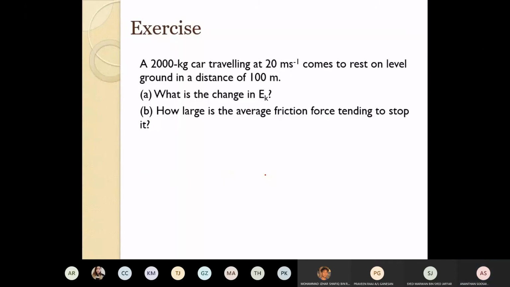So first, what is the change in kinetic energy? So the change in kinetic energy is the net work done. The net work done is how much? 400 kilojoule. How do you get 400 kilojoule? The changes in EK. The changes in EK is final kinetic energy minus initial kinetic energy. Final kinetic energy is 0. Initial kinetic energy is, so the changes in EK, how do you find? Half mv squared minus half mu squared.